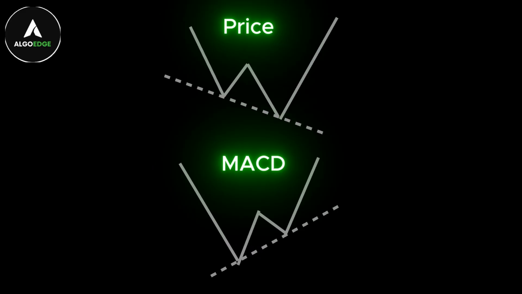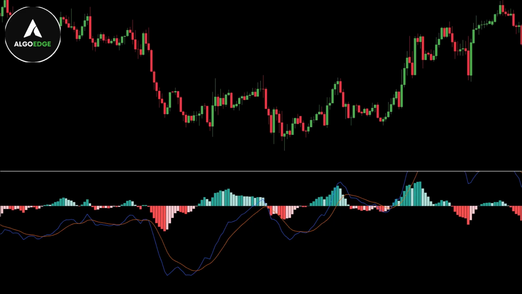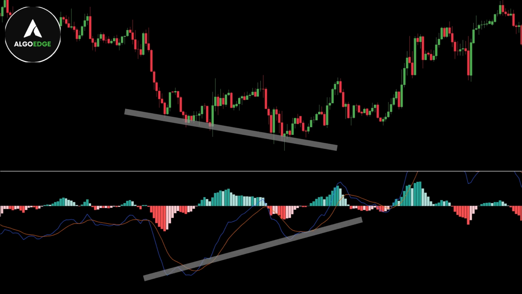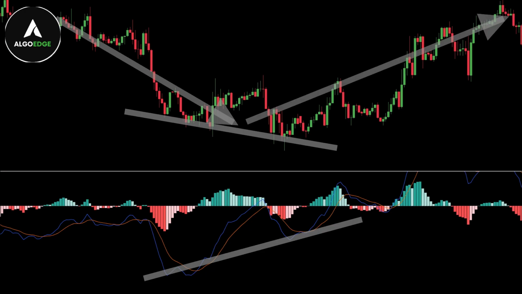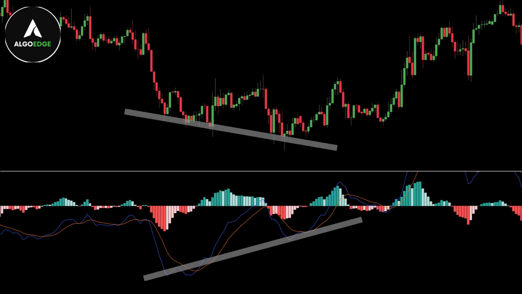Let's take a look at this on the chart. Once again, the price creates a lower low, while the MACD indicator creates a higher low. This divergence signals weakening bearish momentum and can often lead to a trend reversal. Now, from a price action perspective, what does divergence in a downtrend tell us? Divergence can act as an early warning signal of a potential trend reversal from bearish to bullish. More specifically, it can help us identify potential buying opportunities in the market.